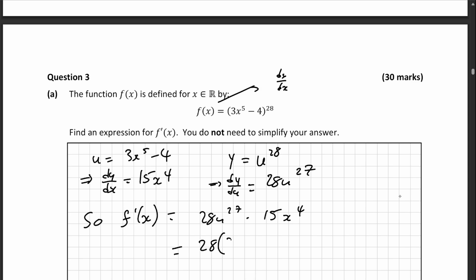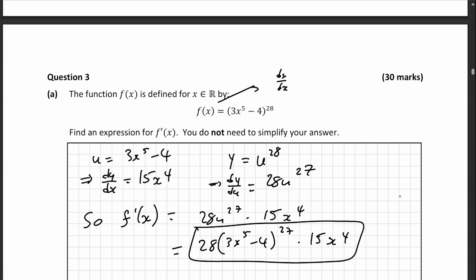So 28, 3x to the 5 minus 4 to the 27 times 15x to the 4. Now it says I do not need to simplify my answer, so long as my answer doesn't have any u's in it, then we're all okay.